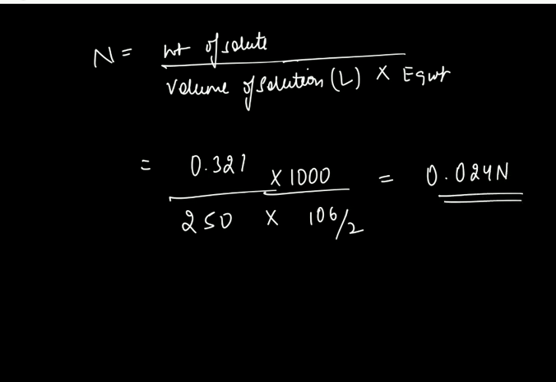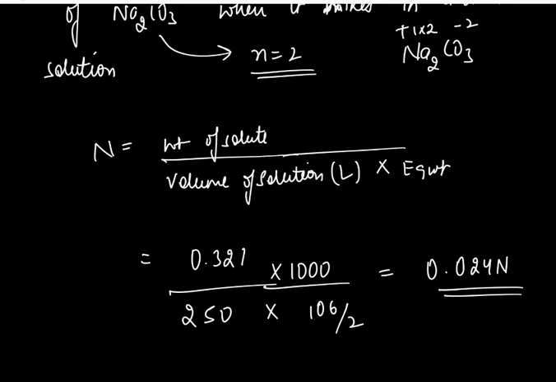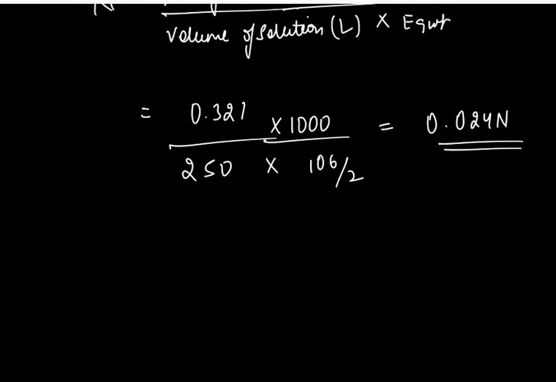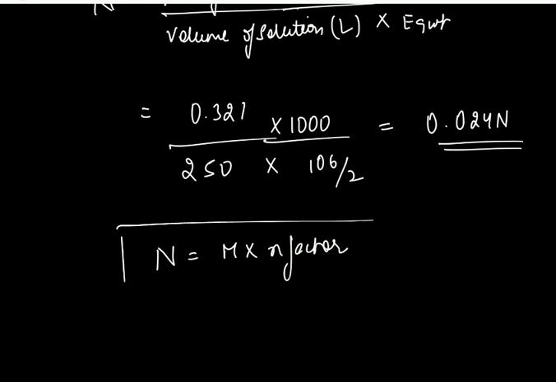That's the answer. They can ask you anything out of it. They can ask you to calculate the equivalent weight, and depending upon the question, volume of solution, weight of solute, number of gram equivalents, normality, anything. And one more thing you need to remember: normality is equal to molarity into n factor. This short hand formula is for those questions where they ask you to convert molarity into normality. You just have to multiply the molarity concentration by the n factor, and you'll get the answer.